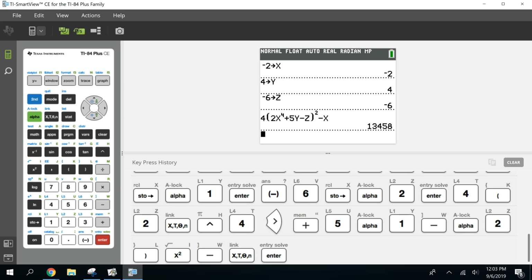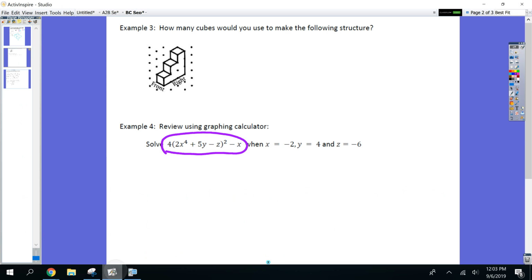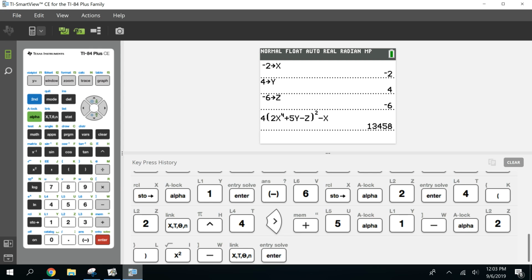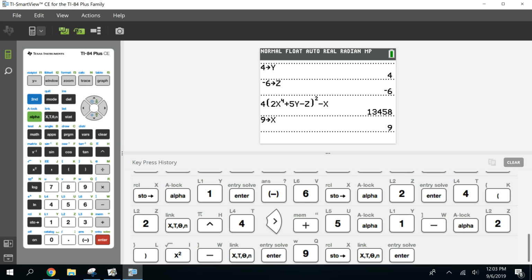13,458. Real quick before I go on. Those numbers will stay in there until you tell the calculator to store another number in. So on tonight's homework, if we do a problem that's got x and y in it, you need to store those numbers in and it writes over those. Okay? So once I go, hey, I'm doing a new problem. Can you store 9 in for x now? Okay, now 9's in there and not what we had previously.